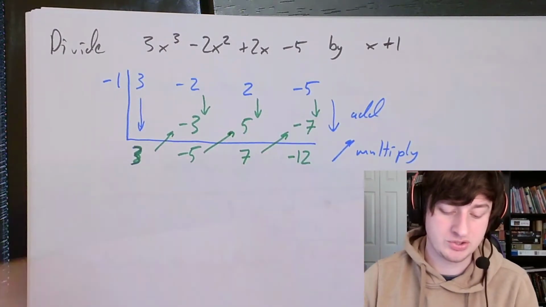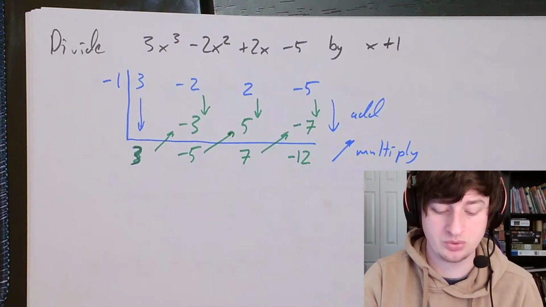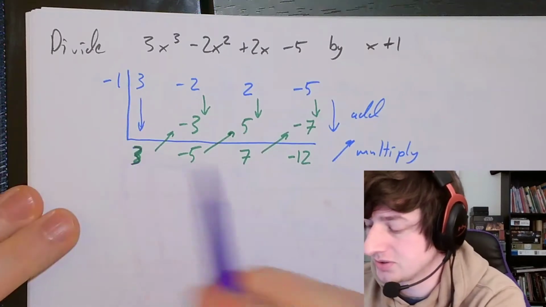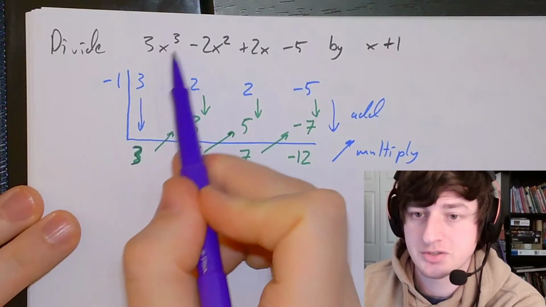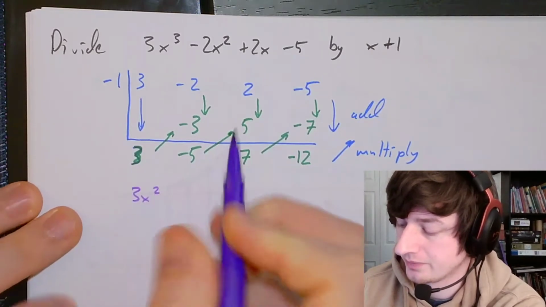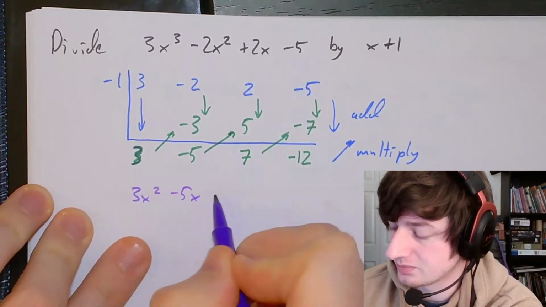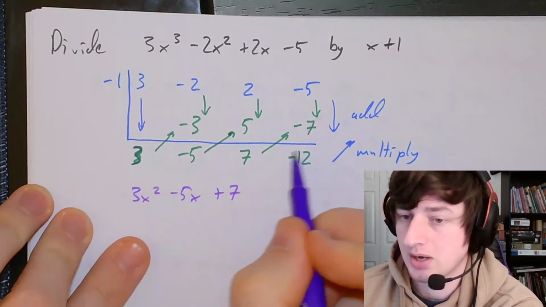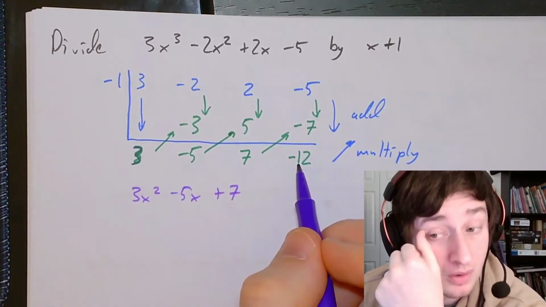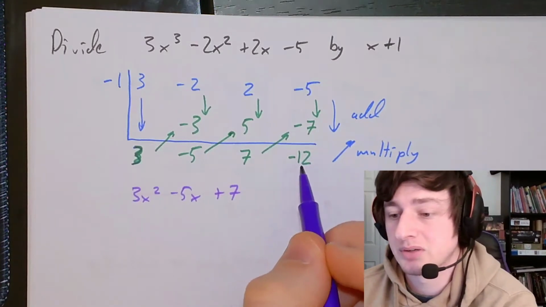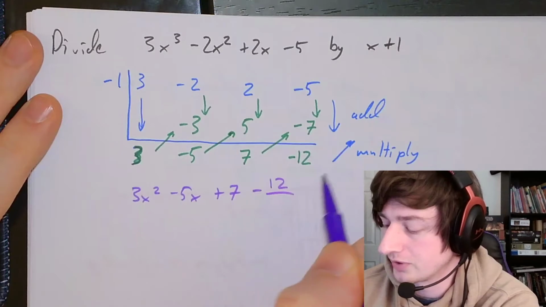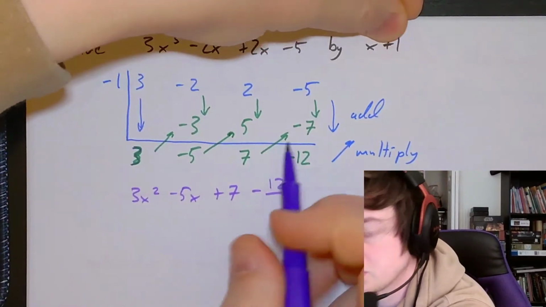So then our answer is going to be these coefficients, except the exponents are going to be reduced by 1. So 3x squared minus 5x plus 7, and then this is our remainder. We kind of want this to be 0, but we don't have any control over what number it is. So it's going to be minus 12 over, we were dividing by x plus 1.